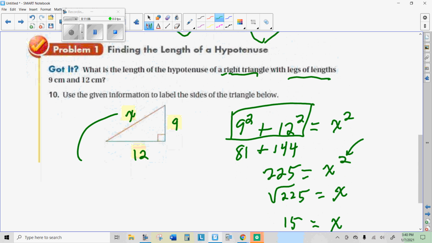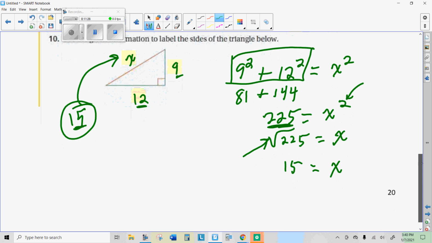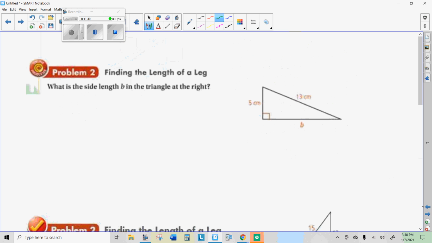All right, so x is 15. Now, the one thing students kind of forget to do is this step here. If you ended up with a side length of 225, you'd go, oh man, that's way too long. It turns out that this side length, this 15, can't be any more than these two numbers added together. So you can use that as a way to guide you.